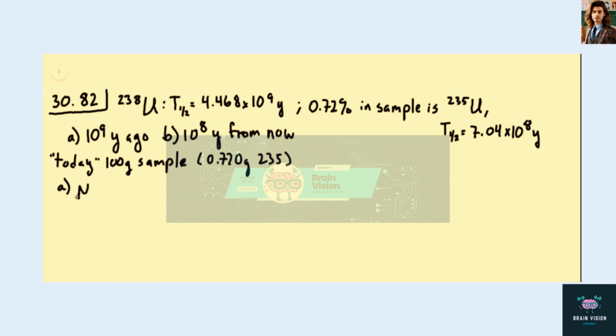We have our usual decay equation, n equals n naught e to the negative lambda t. In this case, we know what n is, because that's the value today after a billion years has elapsed. So we just want to solve this for n naught. So we just get e to the positive lambda t.